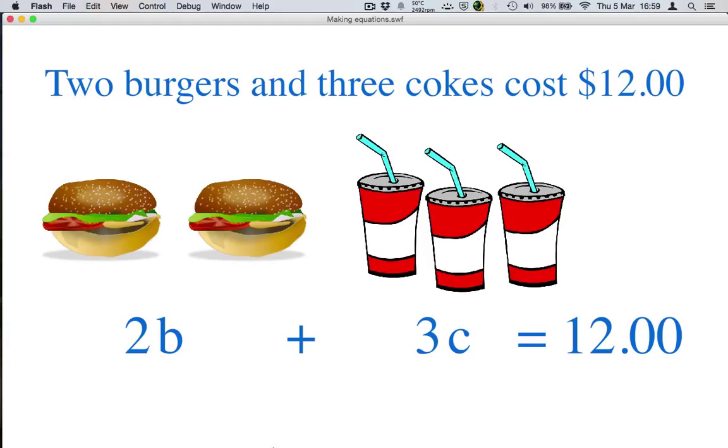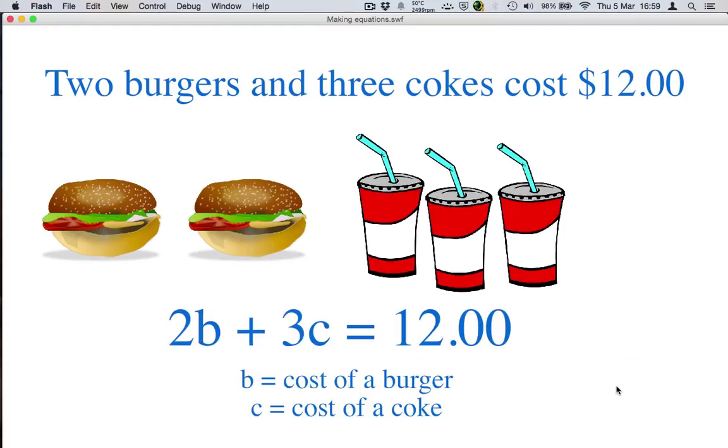Now this is the thing we have to really pay attention to, is what these letters stand for. If you notice, I said that B stands for the cost of a burger. And 2 stands for the 2 burgers that we have. C stands for the cost of a Coke. And 3 stands for the 3 Cokes that we have. If we add the total cost, it should come to be $12. And remember then, for this, B is the cost of a burger, C is the cost of a Coke. Let's take a look at another example.